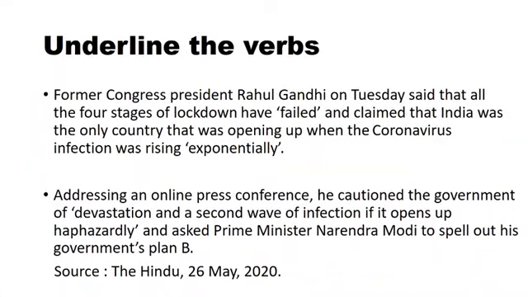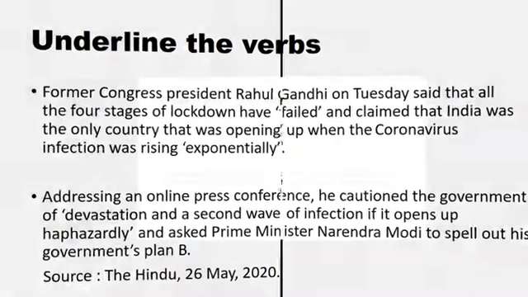And in these sentences, can you underline the verbs? This is for practice. You can practice similar types of exercises taking the newspaper. This particular sentence I have taken from the newspaper. And have you done it? You can check whether you have done it properly.